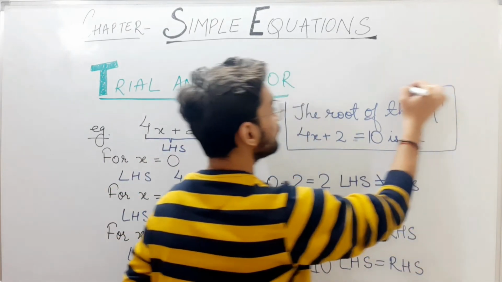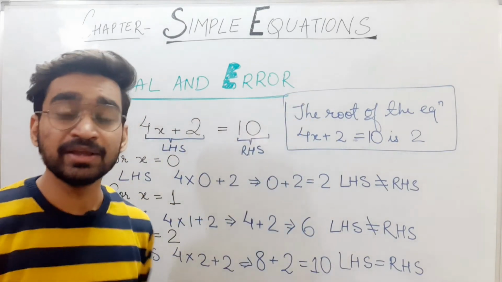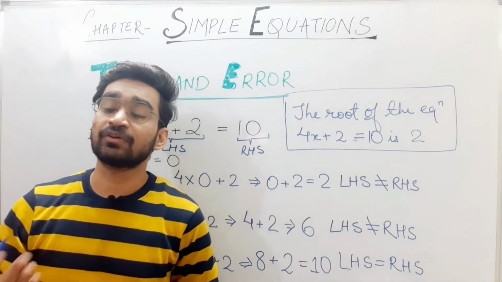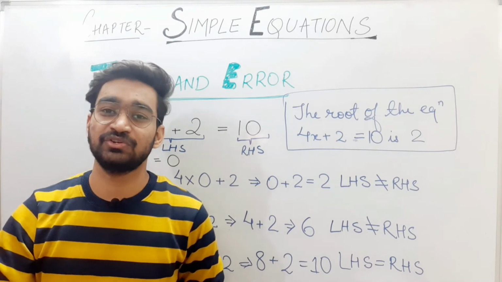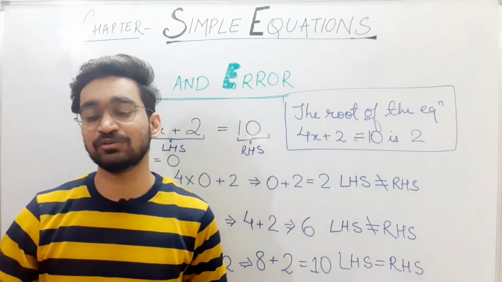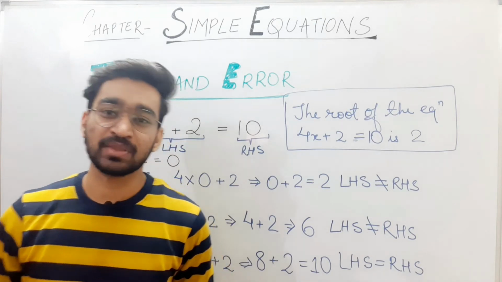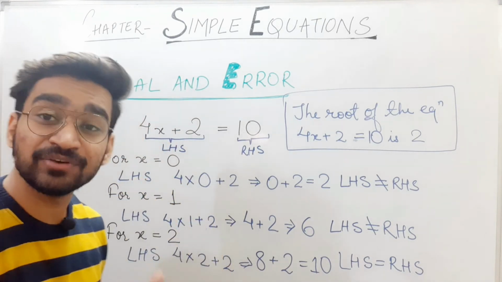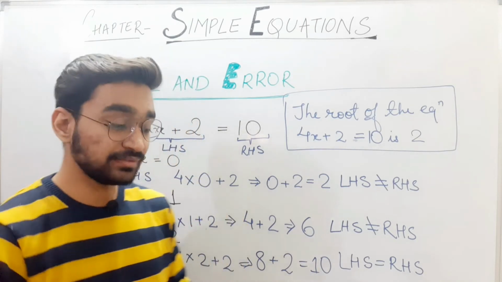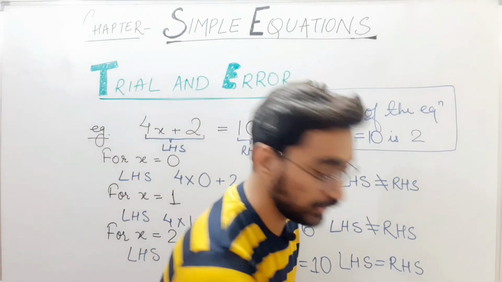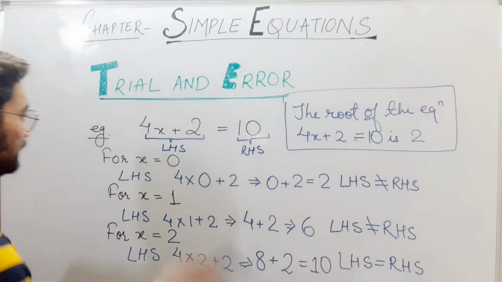So in this trial and error method, we are trying to find out the value of the root by substituting different values of the variable. Substituting different values of the variable is the most important thing here. Let's take one more example to understand it more properly.